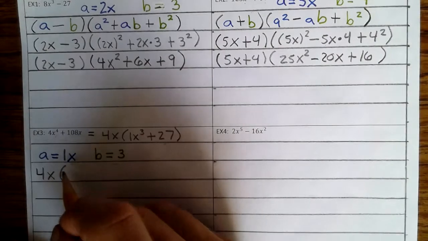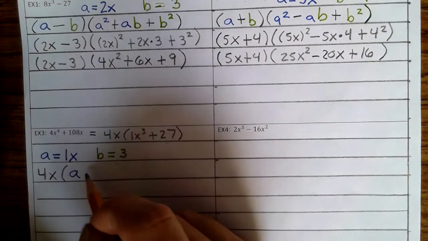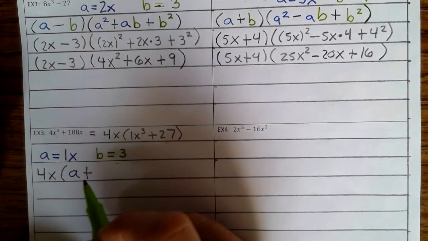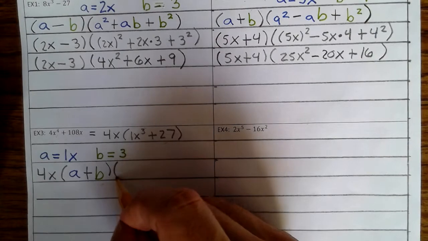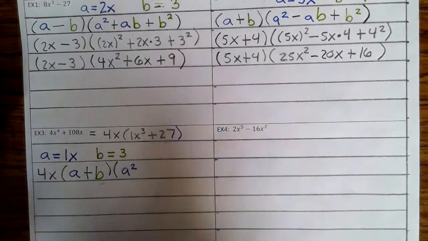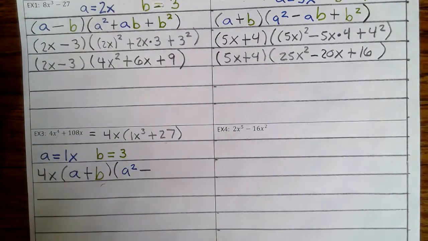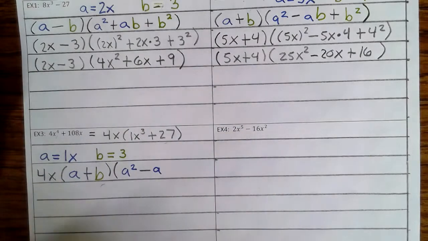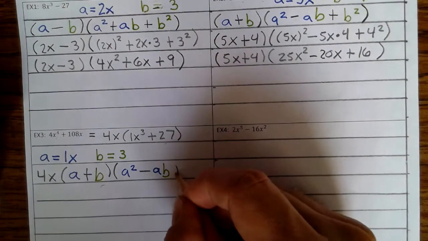So then that's A plus B, parentheses, A squared minus AB plus B squared.